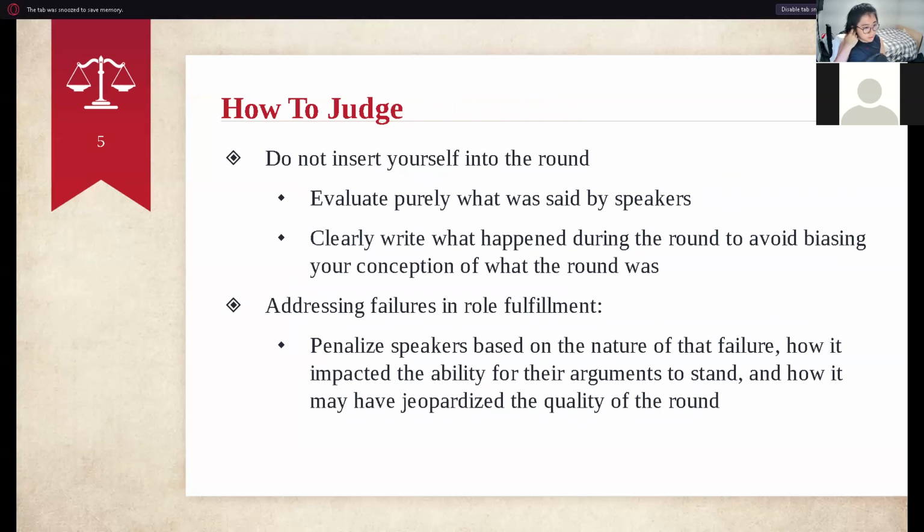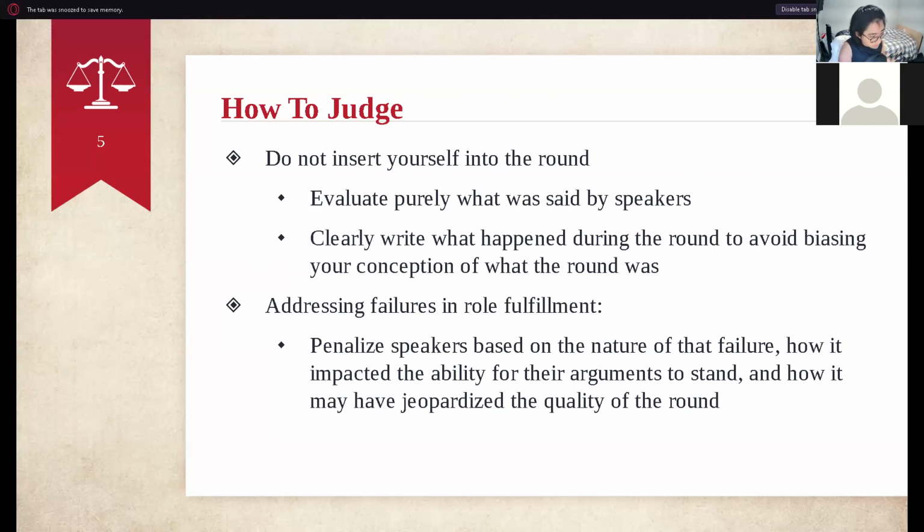Evaluate privilege says by speakers, clear what happened during the round to avoid biasing. Yeah, so this is the idea of note taking and making sure you clearly write what happens during the round. This is really, really important, especially since debaters, especially at high school tournaments, will often ask you for feedback as well. I'll go through this point really quickly, then I'll go to another tab that I have open for how to take notes, and then I'll come back to this presentation.